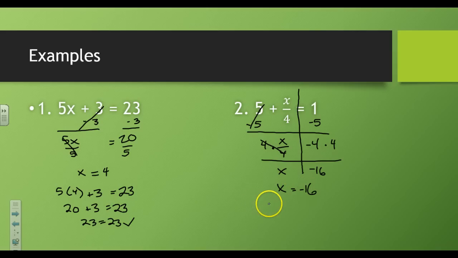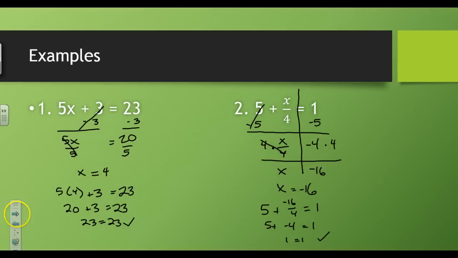Again, if we want to check it, we can. 5 plus, instead of x, we're going to write our negative 16 over 4 equals 1. Well, 5 plus negative 4 equals 1. 1 equals 1. It works.